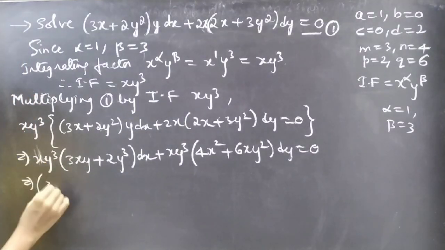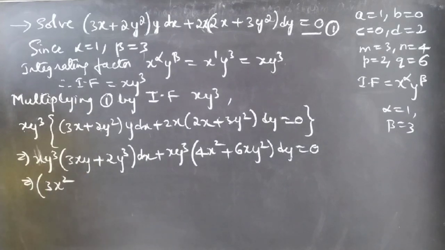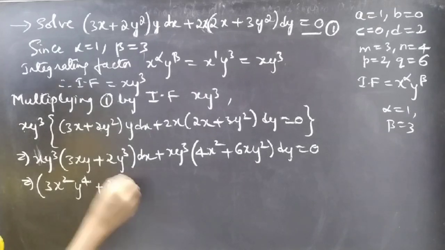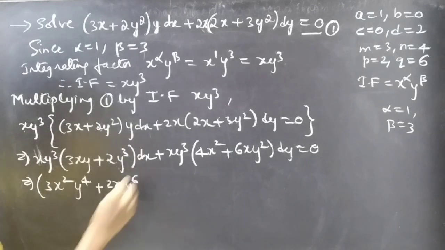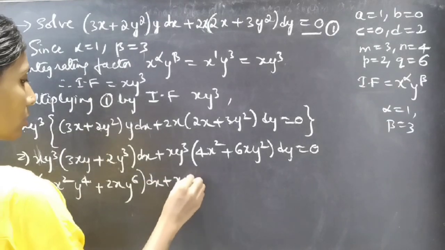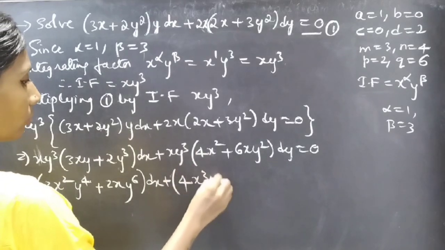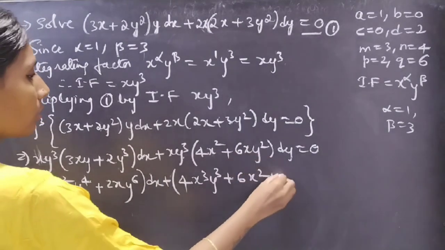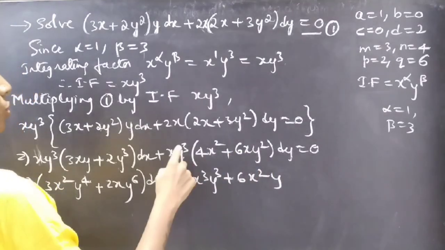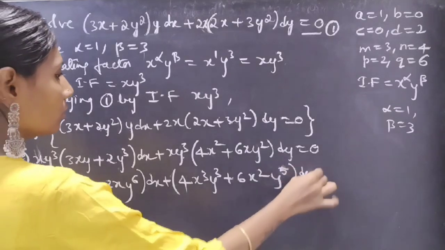which gives us 3x into x square, y cube into y. See, bases are equal, so we'll add the powers. 3 plus 1 gives 4. We'll get y power 4 plus 2x into y cube into y. Bases are equal, add the powers. 3 plus 3, 6 into dx plus x into 4x square into x cube into y cube plus 6x into x square, y cube into y square. Bases are equal, that is y, so we'll add the powers. 3 plus 2, 5 into dy equal to 0.